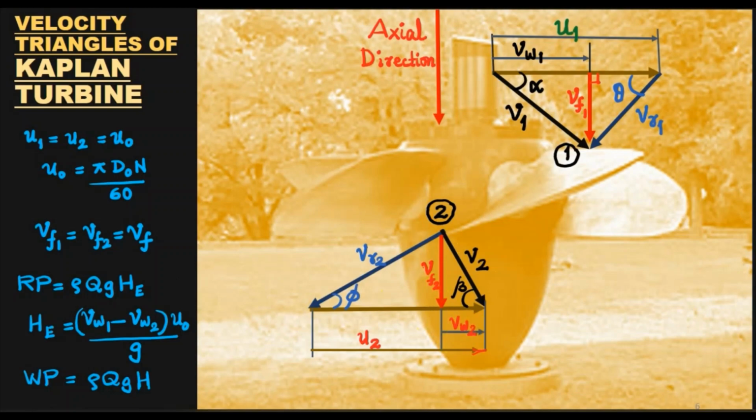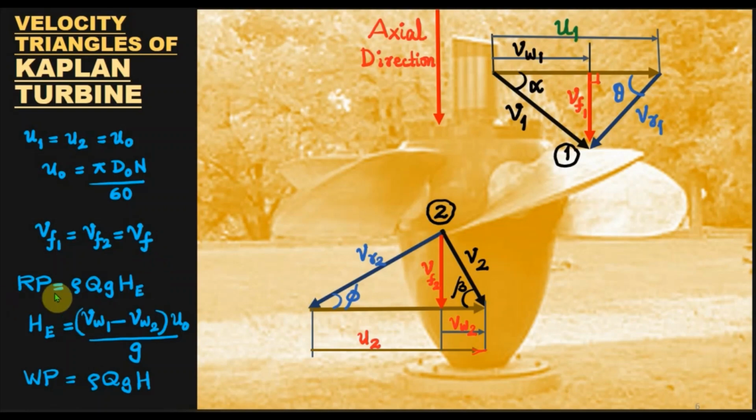And there are cases in axial flow reaction turbines where the whirl component of velocity is designed to be 0, is made 0. And now we will proceed further. We know that Vf1 is equal to Vf2 is equal to Vf.